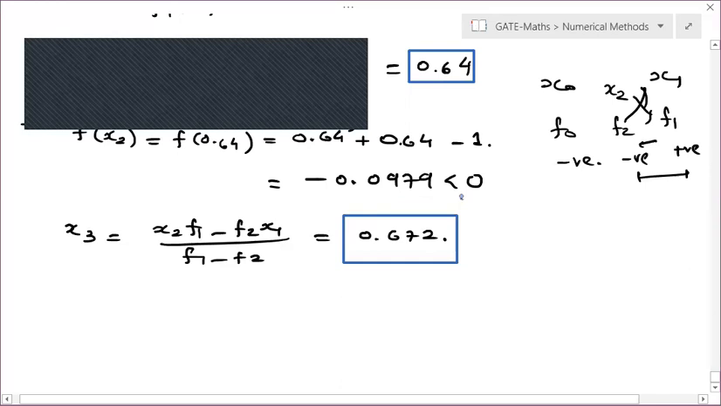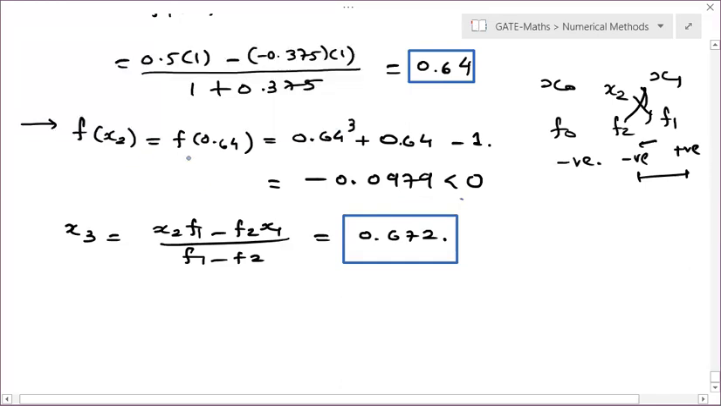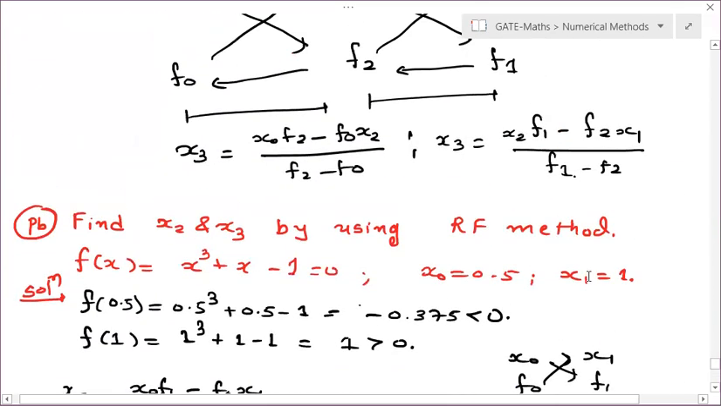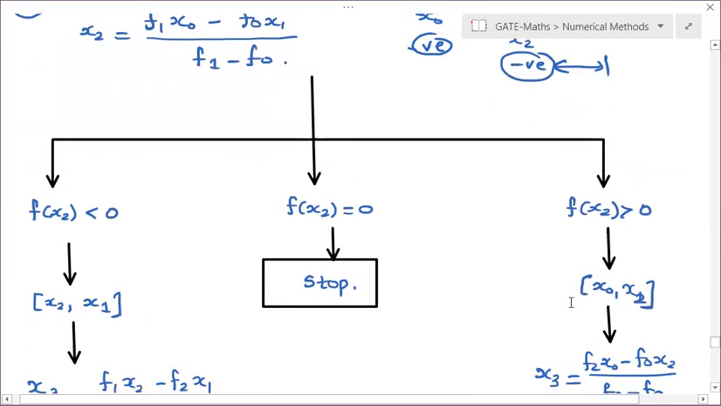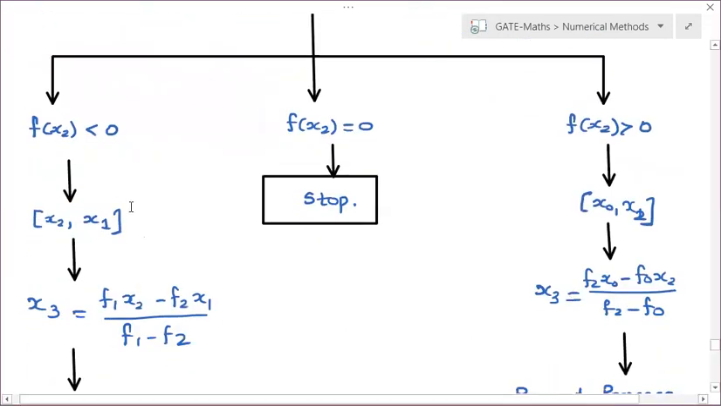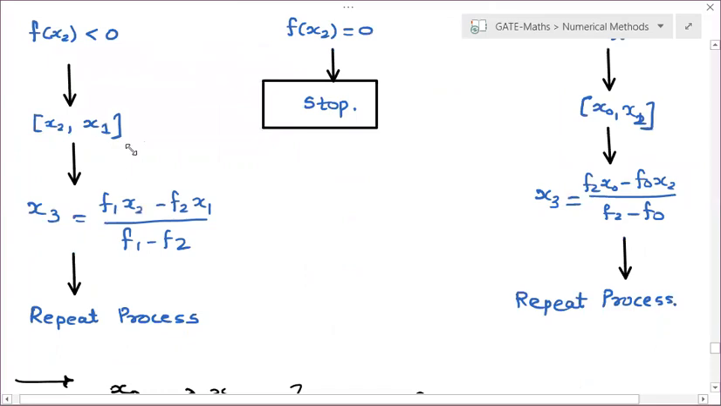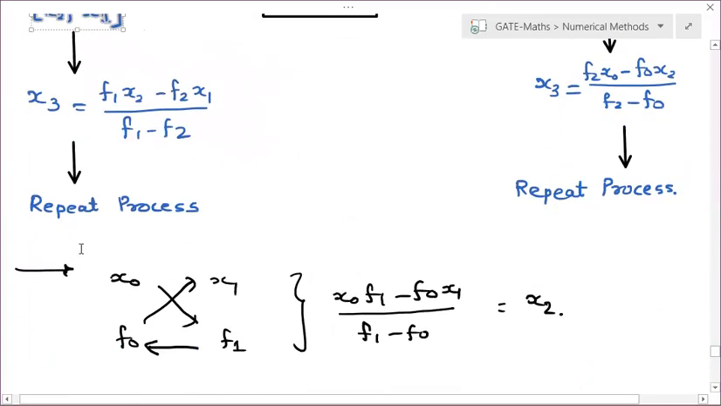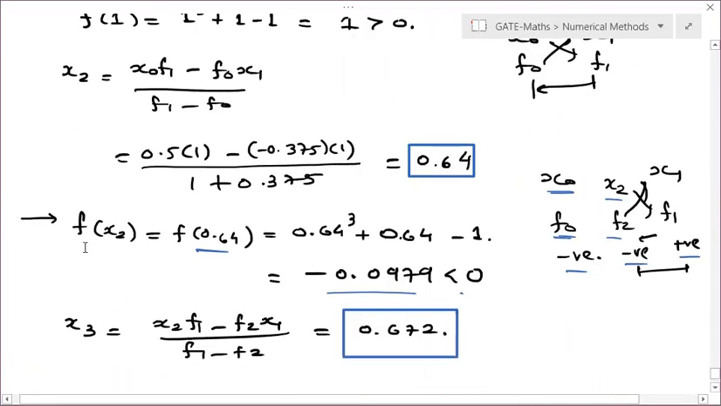So for that, first we found f of x2. Your f of x2 value came negative. So at x naught your f is negative, at x2 your f is negative, and at x1 your f is positive. If your f2 is negative, you have to check your interval. If your f of x2 is negative, then your next interval will be from x2 to x1. It is the same method we choose for the bisection method.